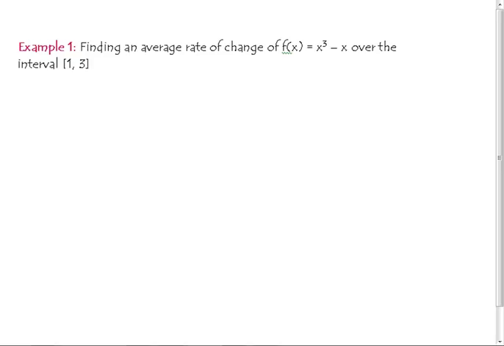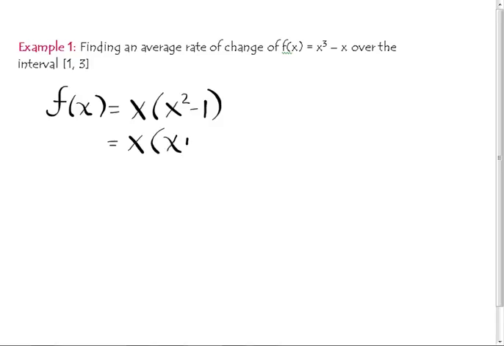Find the average rate of change of my function over the interval from 1 to 3. And I kind of know what that looks like. Can we graph that without a calculator? Yes, we can. Because if I factor this, x, what am I left with? X squared minus 1. And does that factor more? Yeah. X plus 1, x minus 1.